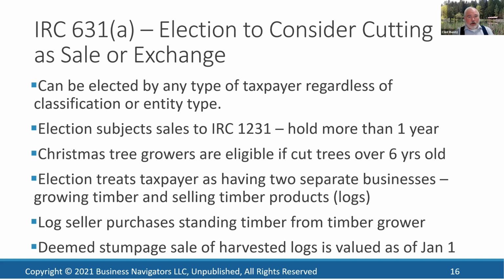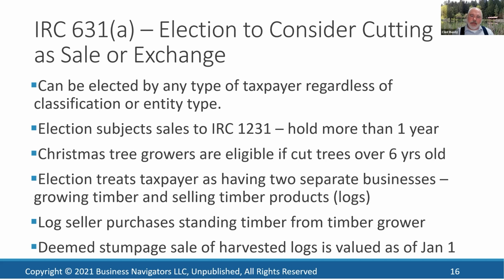Christmas tree growers are eligible to elect 631A for the sale of their Christmas trees if it's a cut tree and it's more than 6 years old when it's cut. So if they sell a live tree, or if they sell cut trees that are younger than 6 years, you can't use 631A for those sales. But if the trees are over 6 years old when they're severed, then they can use 631A to have part of the sale be classified as a capital gain.